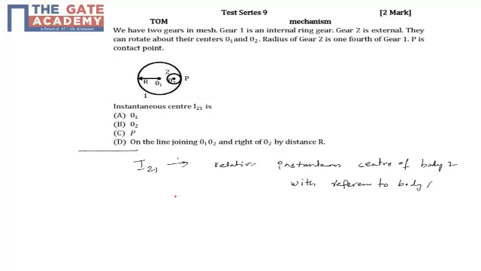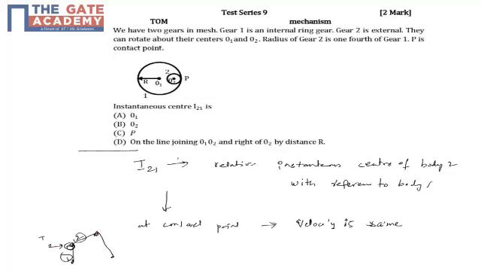Now one way of finding this is that at the contact point, the tangential speed is the same, right? The velocity is the same at the contact point. For example, if you remember the 4-bar mechanism, you have something like this. If you take this as link 2 and this as link 1, I21 is this, right? We will call this I21.